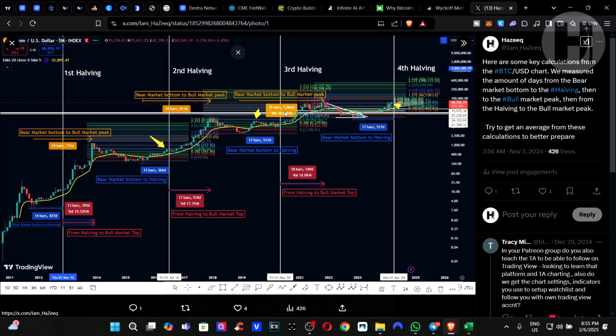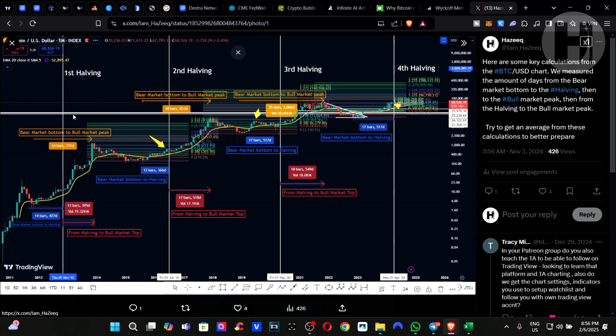Now the red one is what we want to focus on here, and we can combine the orange and the red data points. So this is from the halving to the bull market top. From the halving to the bull market top in the 2013 cycle, this was 395 days. In the 2017 cycle, this was 518 days. And in the 2021 cycle, it was 549 days. So again, we have a tendency to extend the cycle if you compare the numbers here. It keeps getting higher and higher.